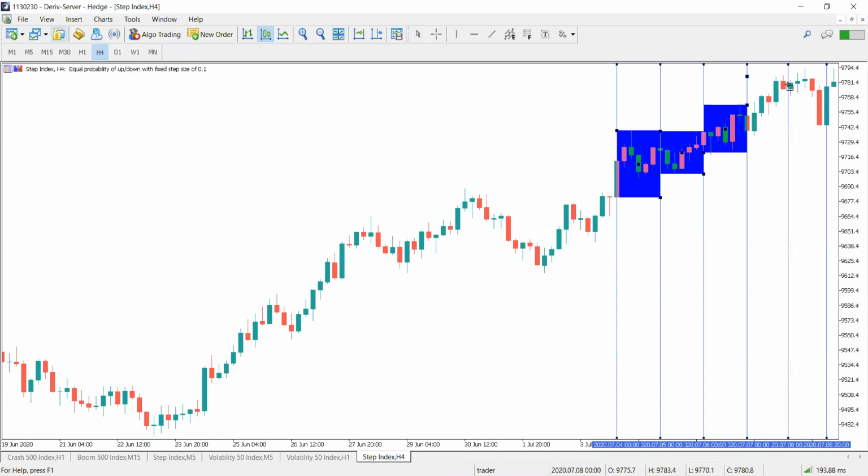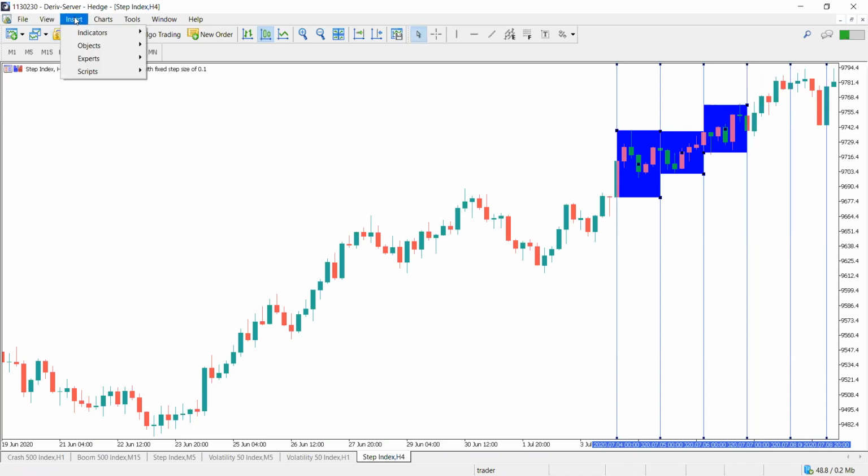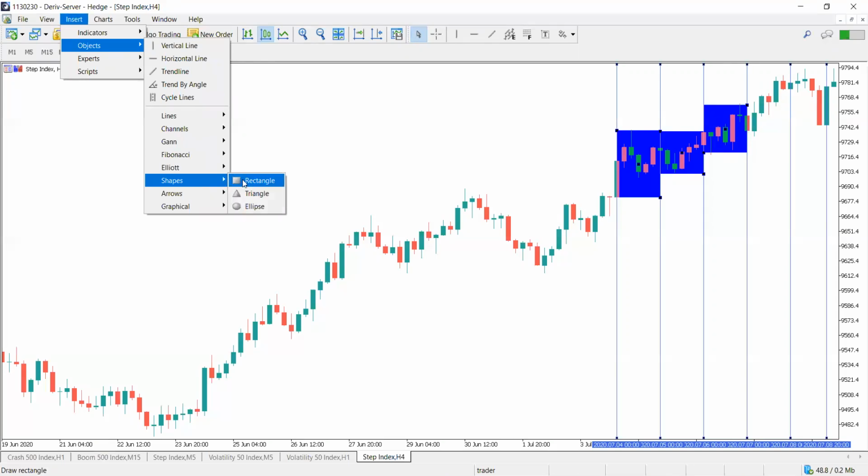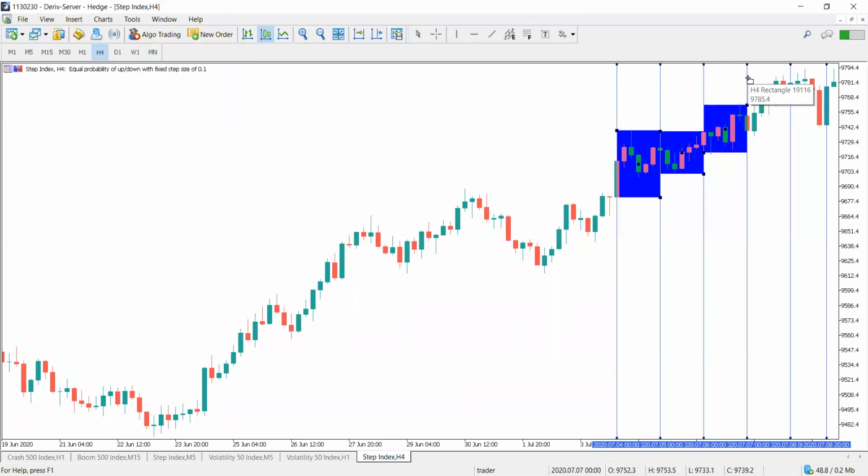See? Yes. This one is gonna move. Yeah, this thing. Let me insert my, this is objects, shapes, rectangle. Yeah, here it is. You see where it opened and closed? There. You see?